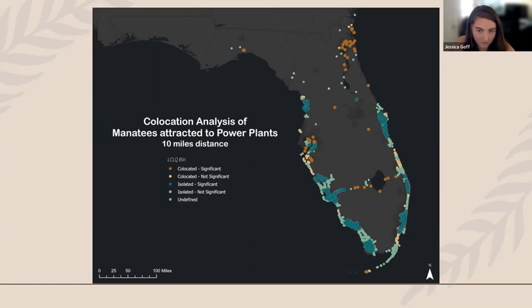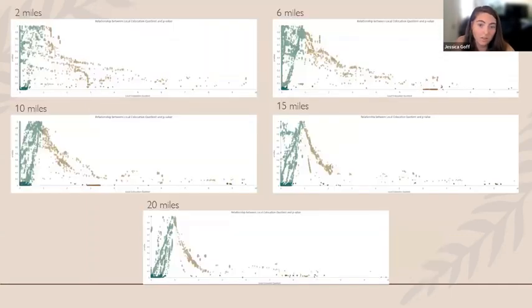Here it is at 10 miles, 15, and 20. When the distance band increases, there are more points that are significant, shown in this analysis. This shows the relationship between the local co-location coefficient and the p-values calculated. As the distance band increases, the scatter plots get more linear. As you can see, 2 miles, 6 miles, 10 miles, 15 miles, and 20 miles.